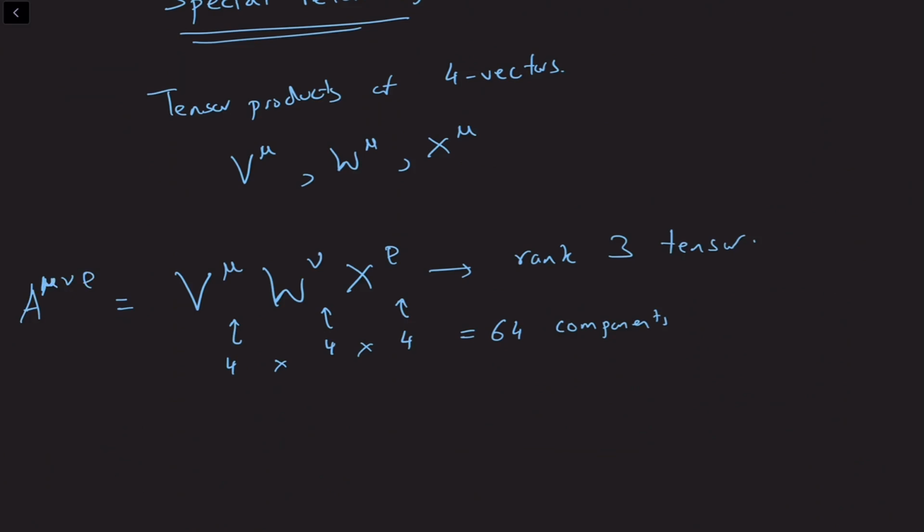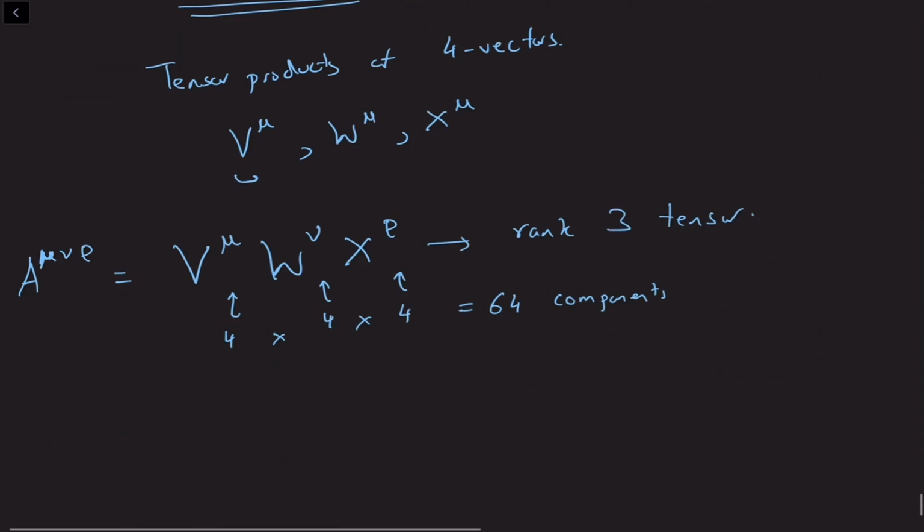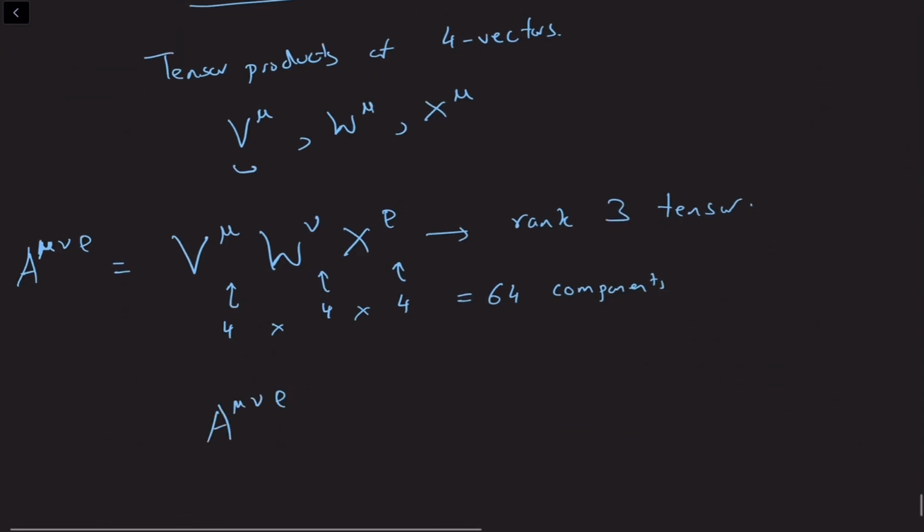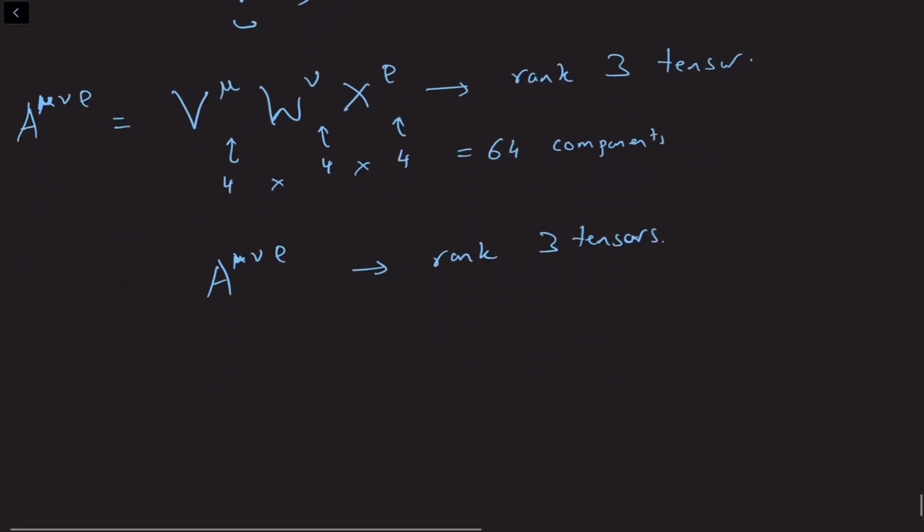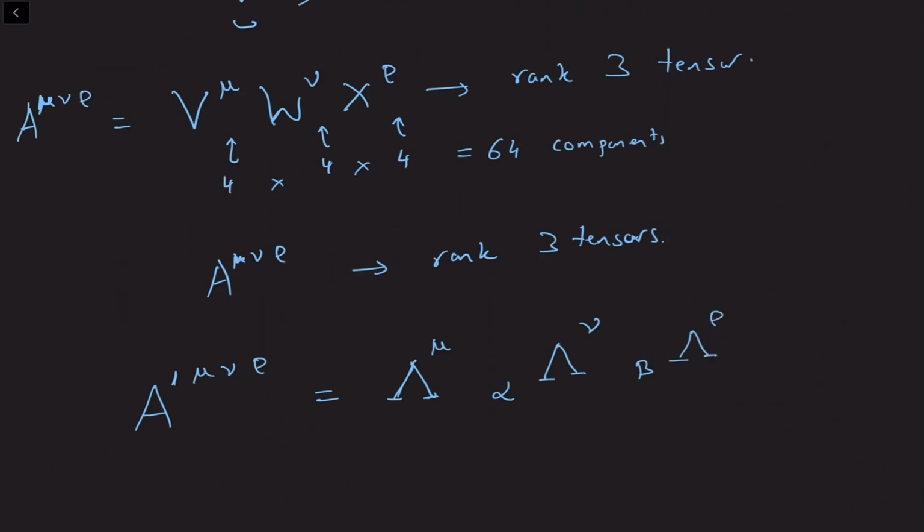And we don't have to start with 4 vectors. We could imagine that there are just objects A mu nu rho, which are intrinsically what we call rank 3 tensors. And we say that the dictionary for transformation of these rank 3 tensors would be something like this. So if I want to know what this is in a primed frame, so A' mu nu rho, this would be related by our transformation matrix lambda. So lambda mu alpha, lambda nu beta, lambda rho gamma, A alpha beta gamma.